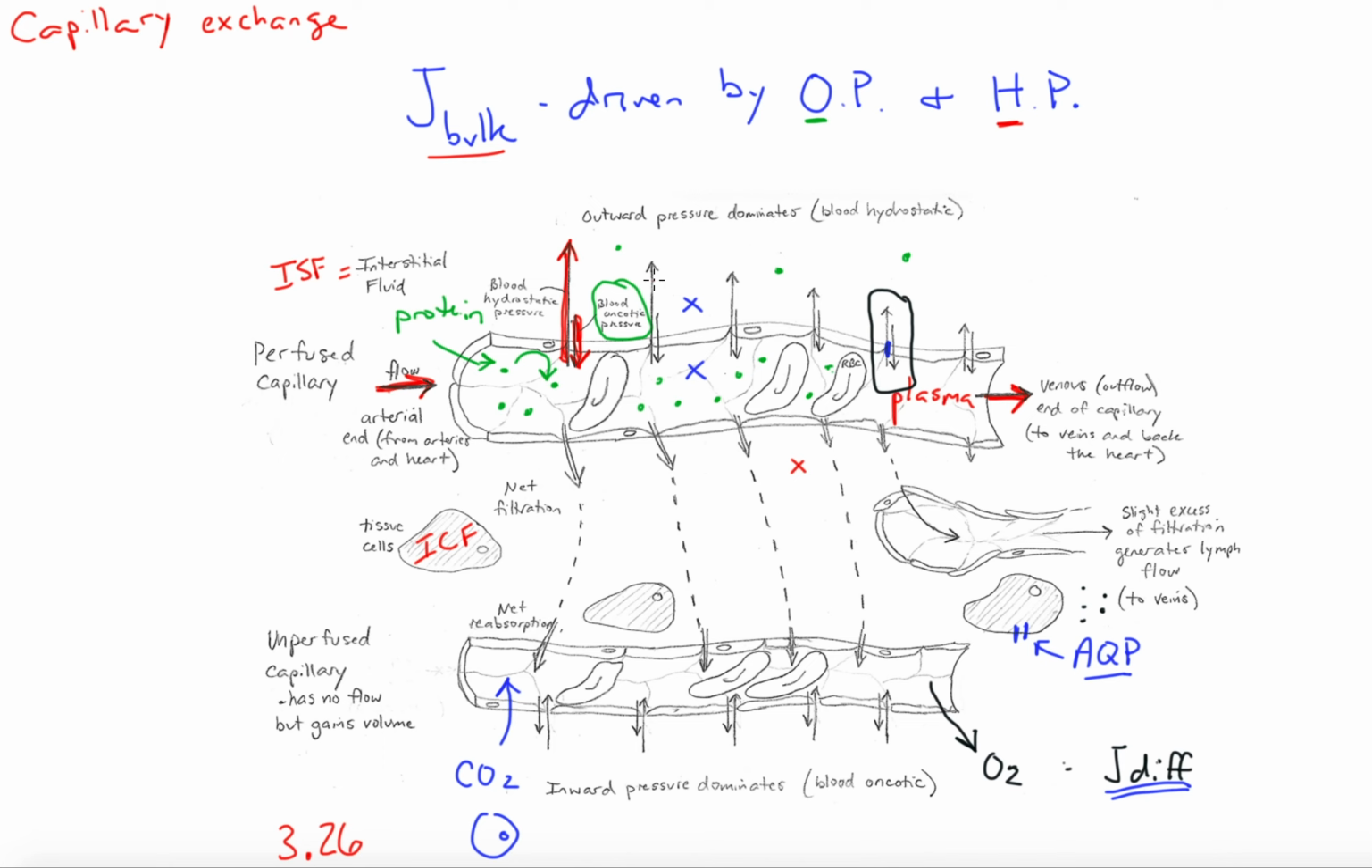But notice the size of these arrows, right? The outward ones keep getting smaller, right? And again, we still have the inward one, right? We still have the proteins trapped here, but the outward one is falling. And so, this outward one is driving what's called filtration.